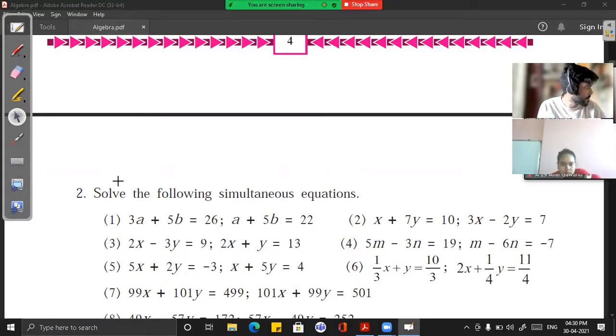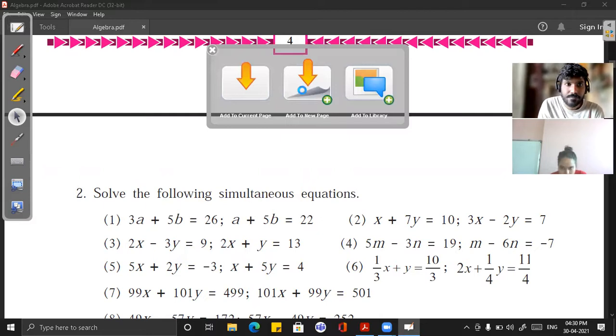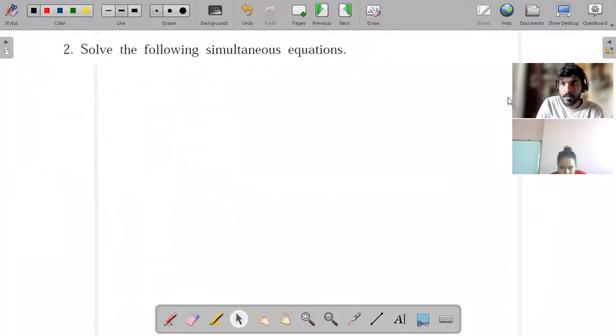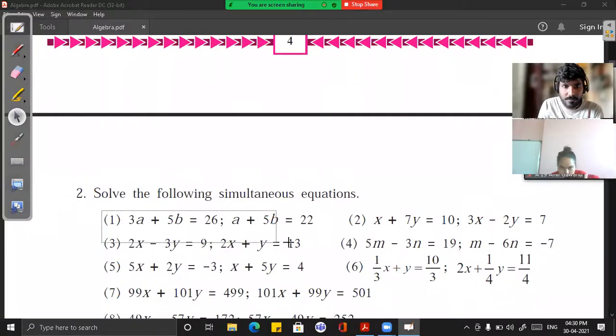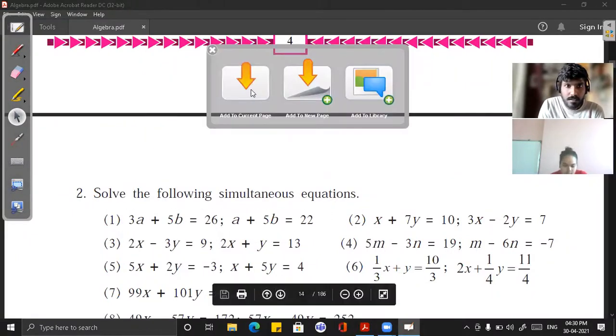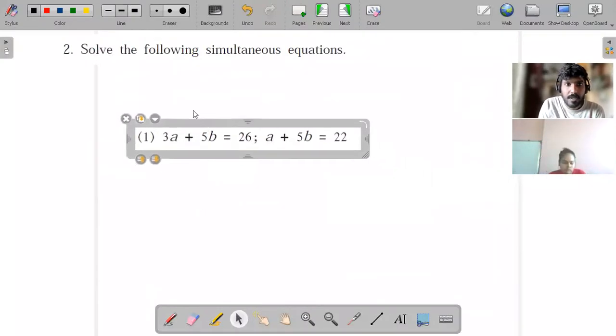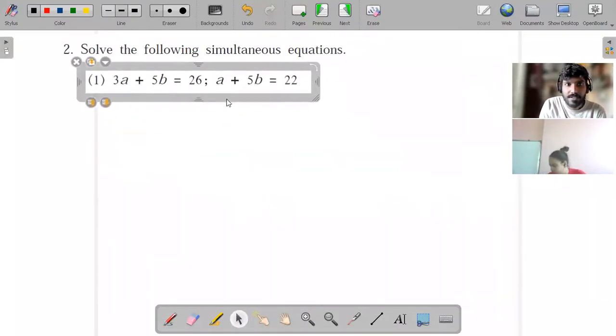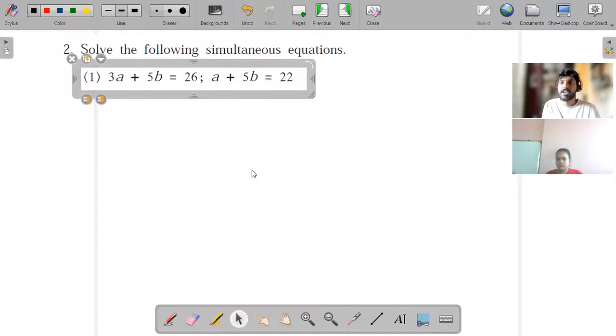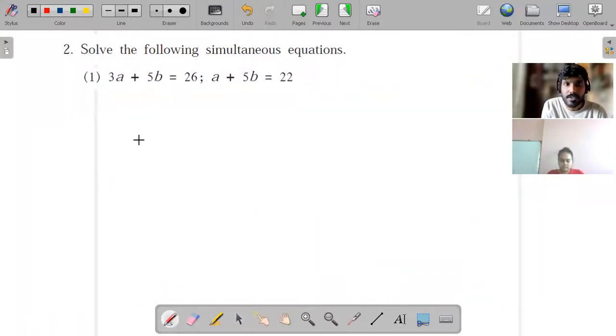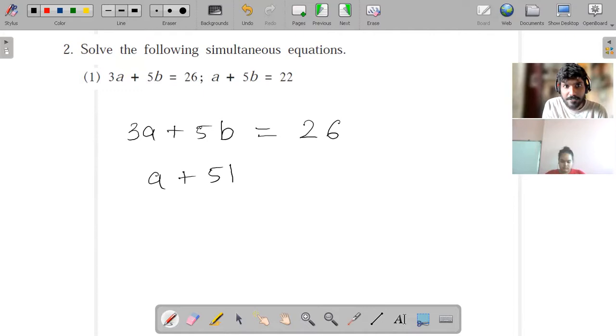So we'll do this one. Question number 2. Solve the following simultaneous equations. So we'll do the first one. That is 3a plus 5b equal to 26 and a plus 5b equal to 22. Okay, so let's do it.